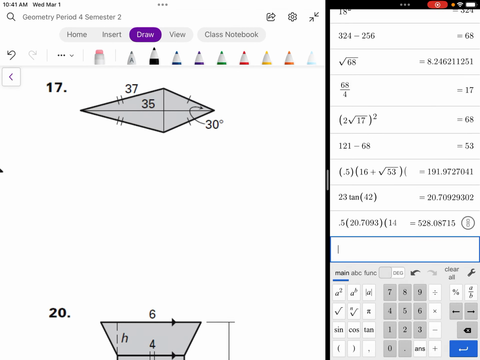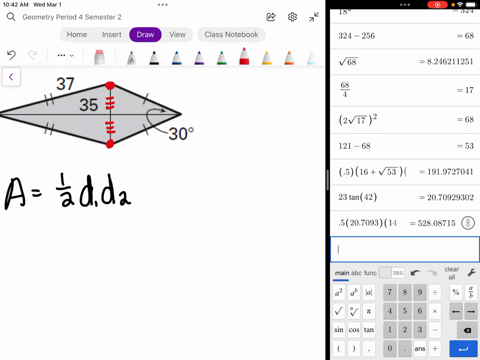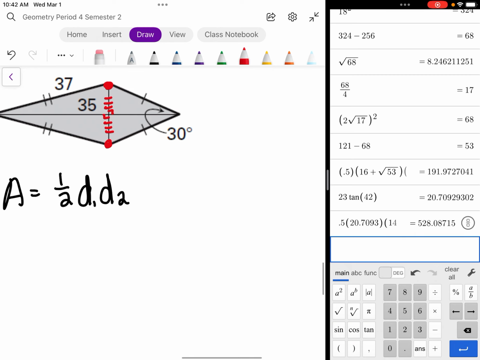All right, number 17, we have a kite again. So in order to find the area of a kite, that is 1/2 diagonal 1 times diagonal 2. So remember, in a kite, the diagonal that connects the two different side lengths are going to be congruent to each other. So we know those two parts have to be congruent and that we have right triangles here.